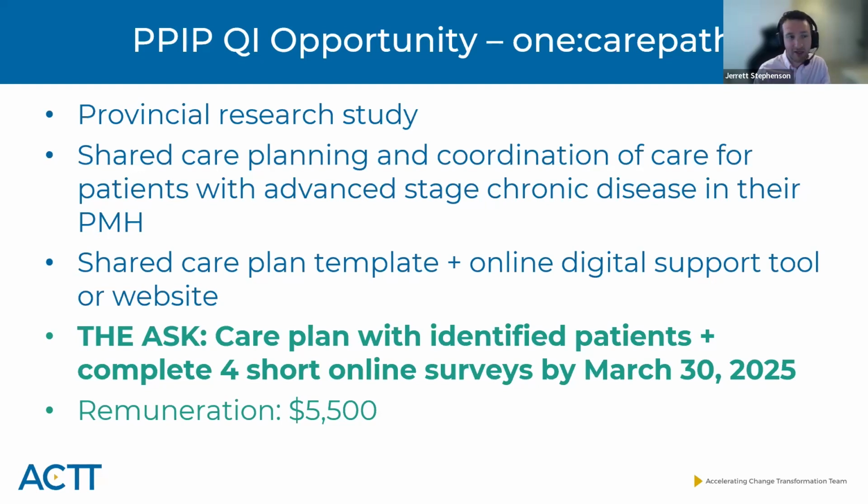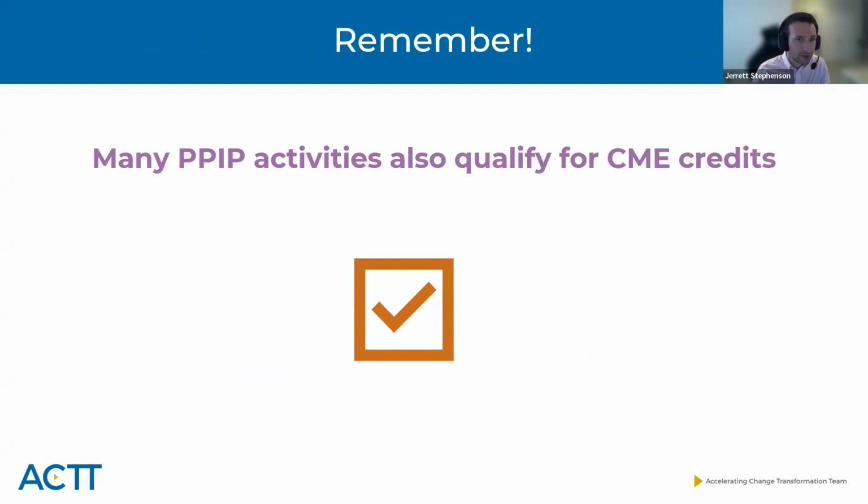If you are interested in this opportunity, there will be a link about it in the email that follows up on this session. Also, when people are trying to make sure they're reaching their cycle goals for CME, a lot of the activities that are PPIP aligned will give you credits on that. And with that, I will turn it over to Roland.